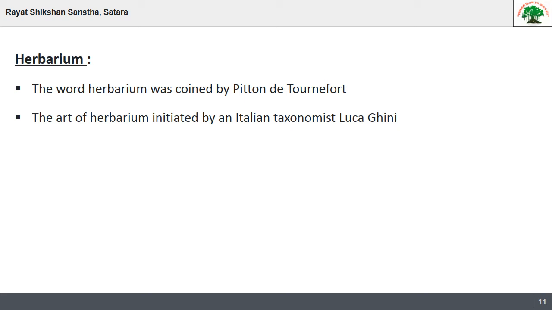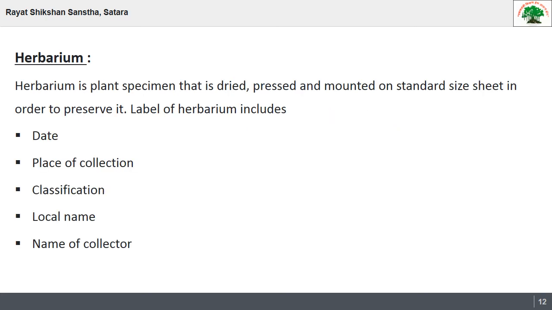Herbaria are a very effective tool in taxonomic study. A herbarium is a dried plant specimen that is pressed, treated and mounted on a standard size sheet. It is a preservation technique of plants. Actually, at the lower right corner of that sheet, there is a label, and that label contains all the necessary information regarding that plant specimen.